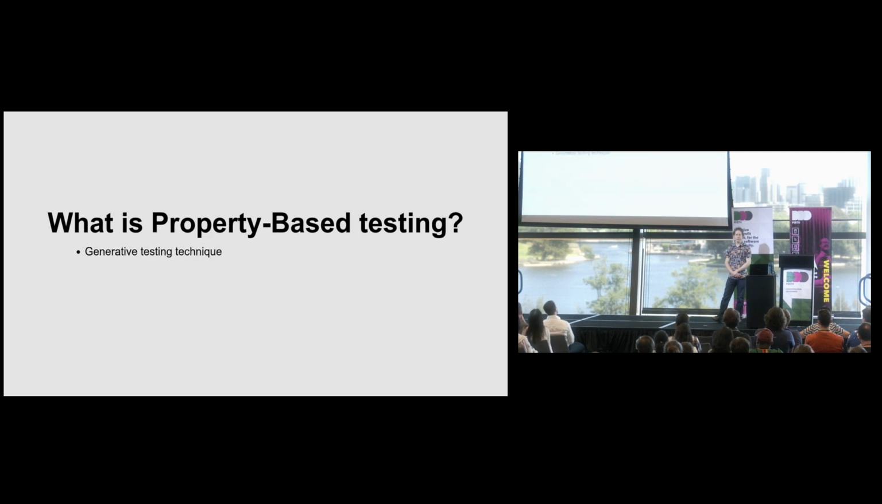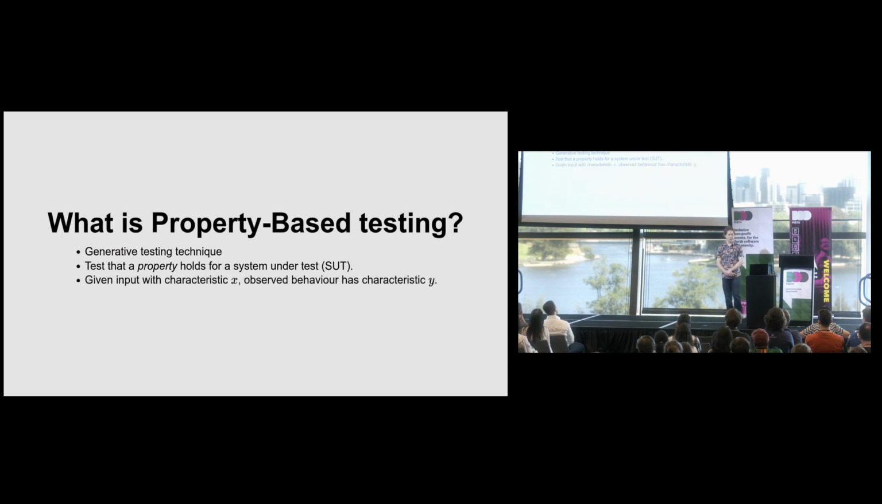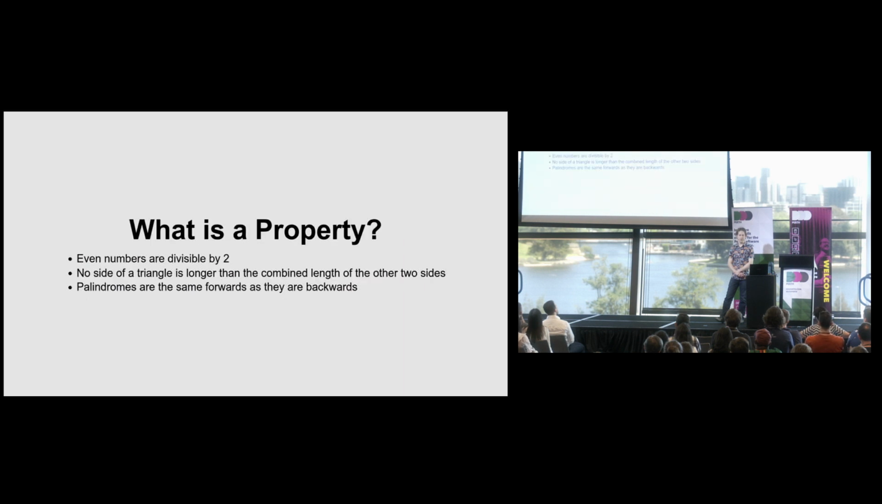Property-based testing is a generative testing technique. The tests use generated test data rather than specific examples. Each test checks that a property holds for a system under test, and given inputs of characteristic X, we can expect behavior with characteristic Y. The tests generate data in search of counterexamples where the property doesn't hold. If it doesn't find any counterexamples, our test passed.